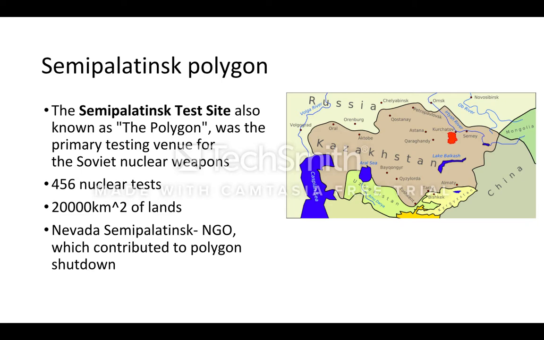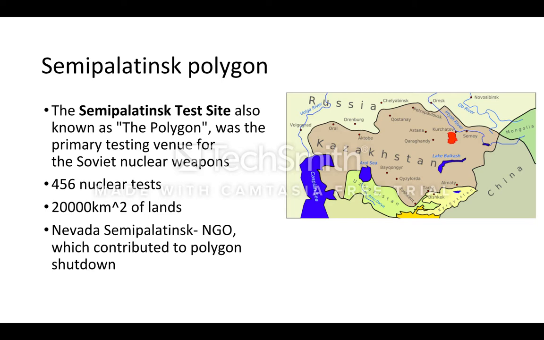First of all, let me start with the Semipalatinsk polygon. The Semipalatinsk polygon, also known as the polygon, was the primary testing venue of the Soviet nuclear weapons. It was opened on the initiative of the Soviet Politburo in accordance with the entering of the Soviet Union into the Cold War. There were 456 nuclear tests conducted, and it was located in the East Kazakhstan region, specifically nearby the Semey city.